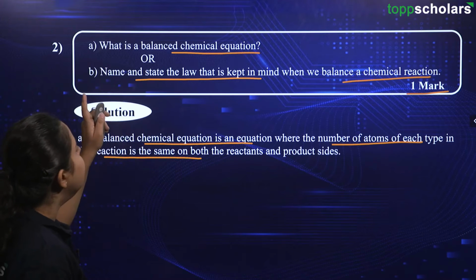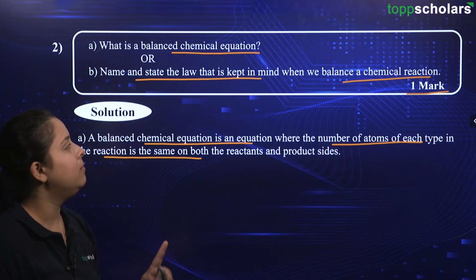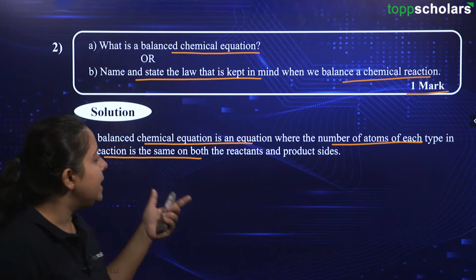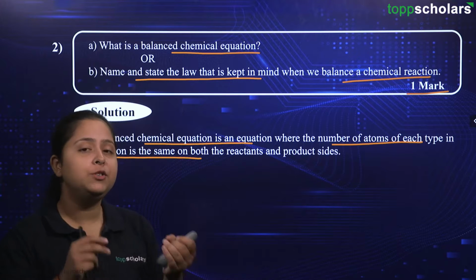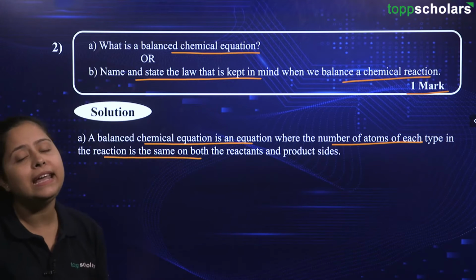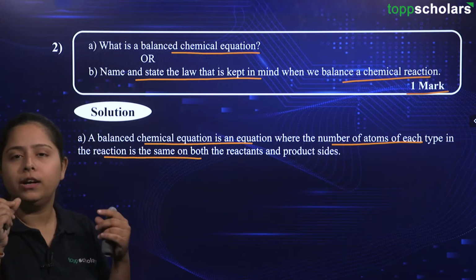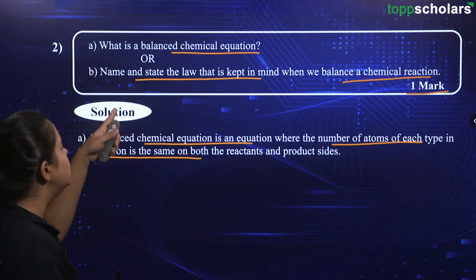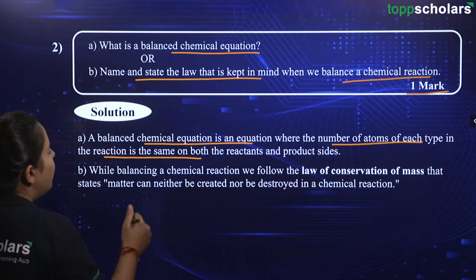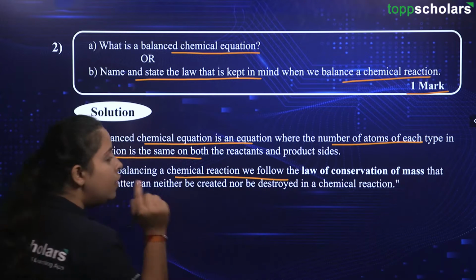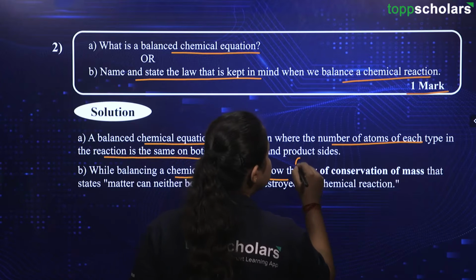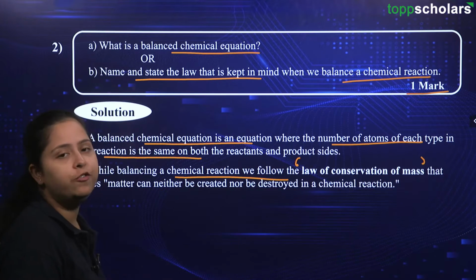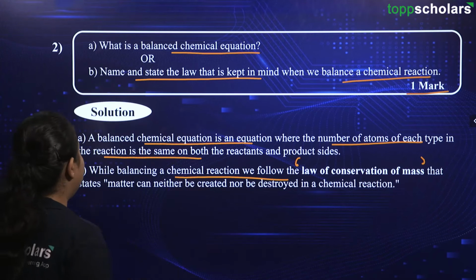Next question is, name and state the law that is kept in mind when we balance a chemical equation. Basically, when we are saying that the number of atoms of each type should be equal, we are saying that the mass of the reactant and the product should match. That leads us to the answer of the second question: while balancing a chemical reaction, we follow the law of conservation of mass. Very important.